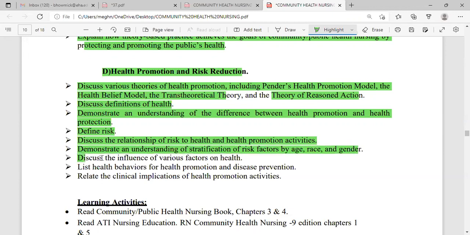And then discuss the influence of various factors on health, and list the health behaviors for health promotion and disease prevention, and the clinical implementation of health promotion activities.